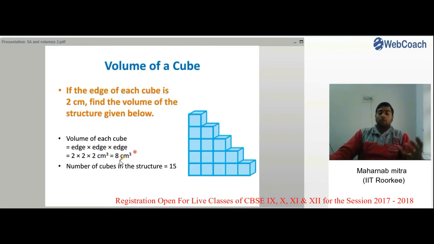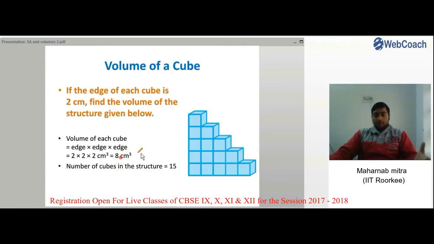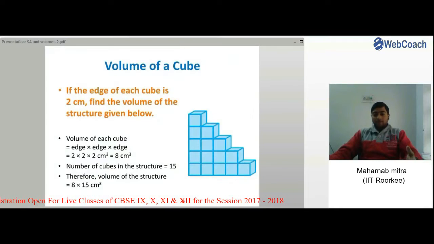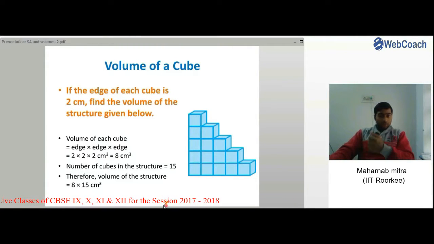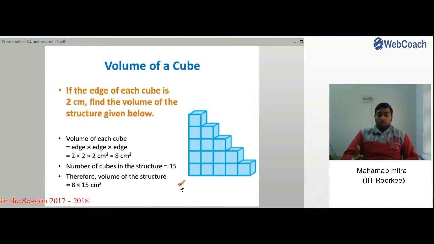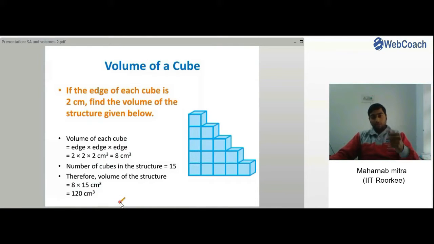So if one cube has the volume of 8 centimeter cube, then 15 cubes must have the volume of 8 into 15 centimeters cube, right? It is simple unitary method. One cube's volume is 8, so 15 cubes' volume will be 8 into 15, and the units will be the same as that of the volume, centimeters cube. So finally we get the answer as 120 centimeters cube. This is our final answer. The volume of the entire figure is 120 centimeters cube.